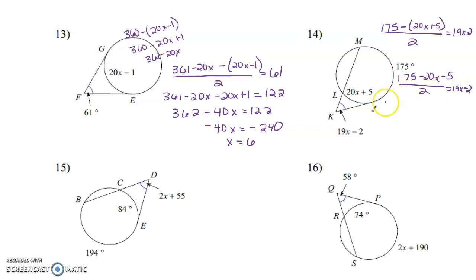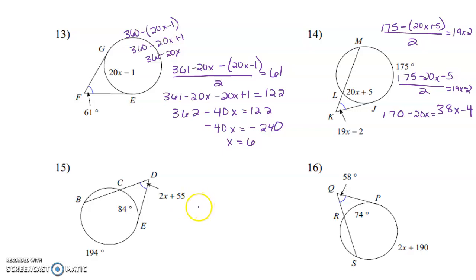x minus 2. So I would have 170 minus 20x. 2 times 19. Well, lights just went out in my classroom now. Turn it back on. So 38x minus 4. And then you should be able to solve from there.